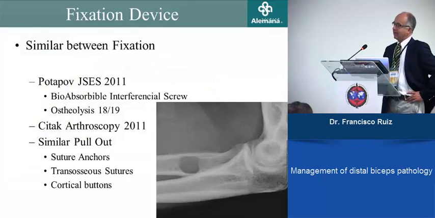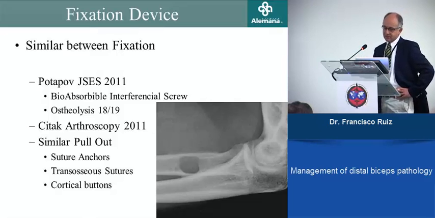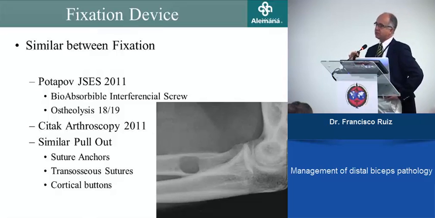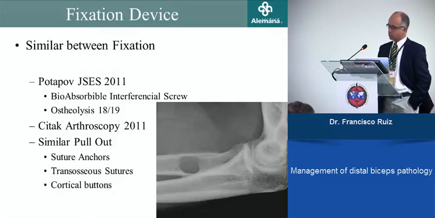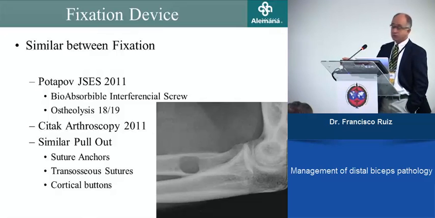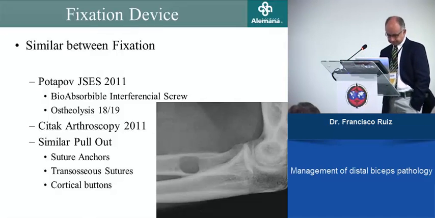A lot of studies have been done trying to compare the different fixation devices, and all of them are similar. There's no big difference between using an interferential screw, a cortical button, or suture anchors. The only thing that I think you must take care about is using bioabsorbable interferential screws. Some osteolysis around them has been described in almost all of the cases. So if you are going to use an interferential screw, it's better to use a PEEK one.